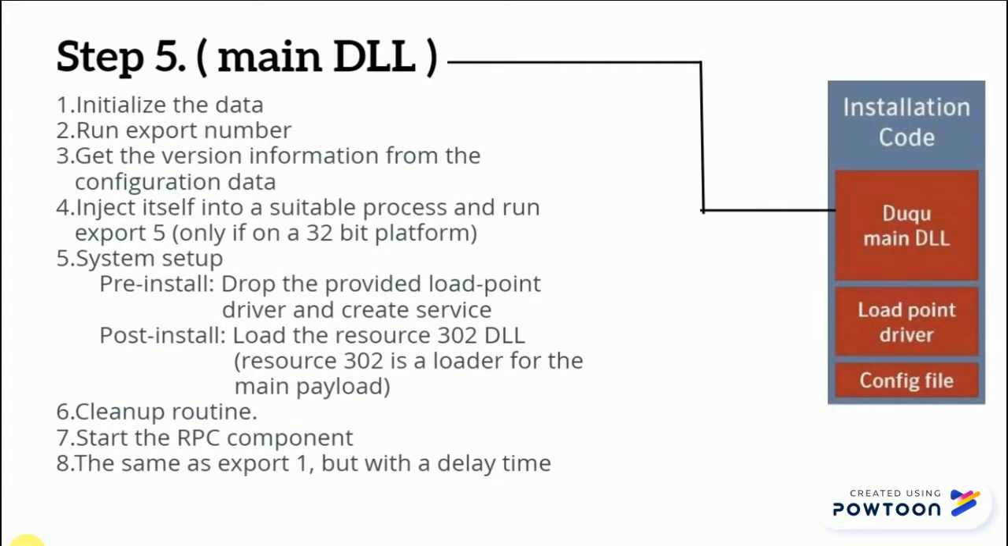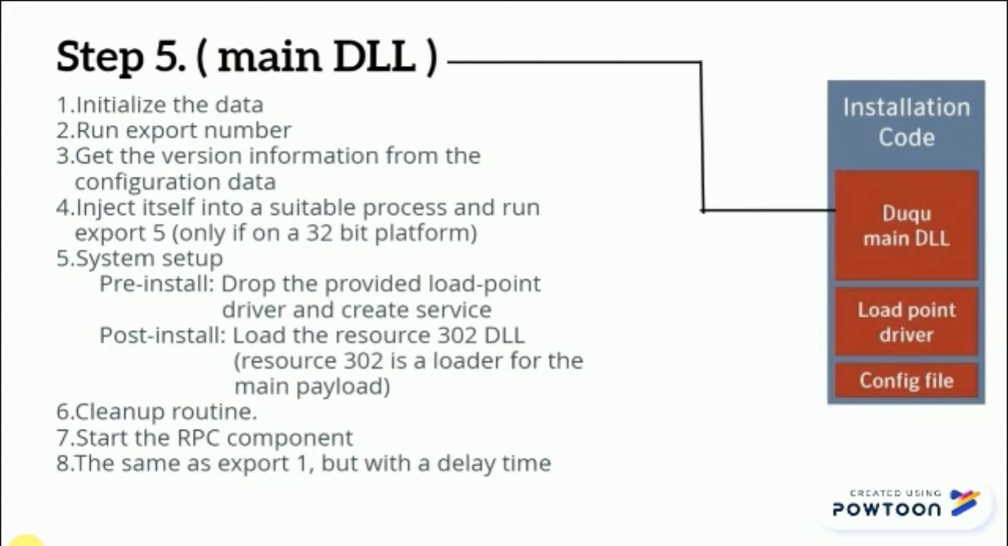The main DLL component has 8 exports. These exports can perform 8 different tasks on the system. Export 1: initialize the data. Export 2: run export number. Export 3: get the version information from the configuration data. Export 4: inject itself into a suitable process and run export 5, only if on a 32-bit platform. Export 5: system setup.